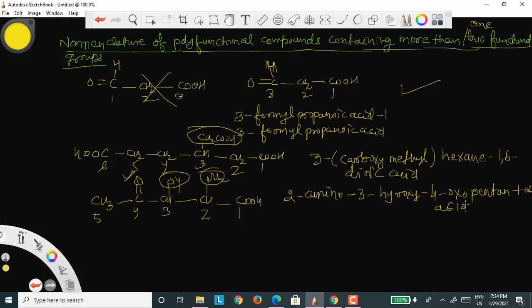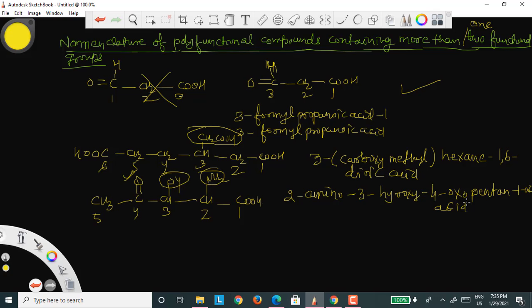Suppose this contains more functional groups, multiple functional groups, then one functional group will be the main parent chain suffix and all other functional groups will be prefix named. So for the names of the suffix and prefix, that list I have given already, you can remember from there. The order of priority was also given.